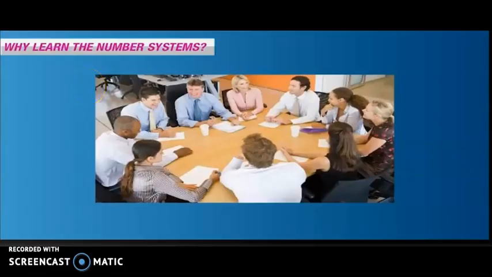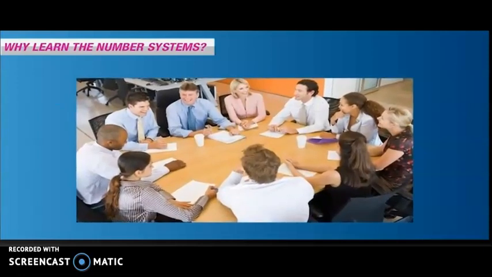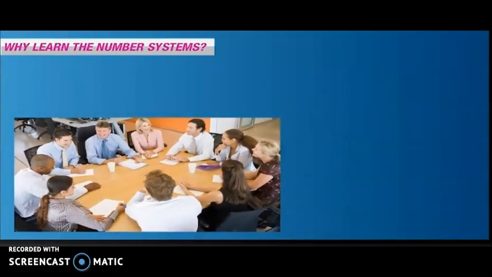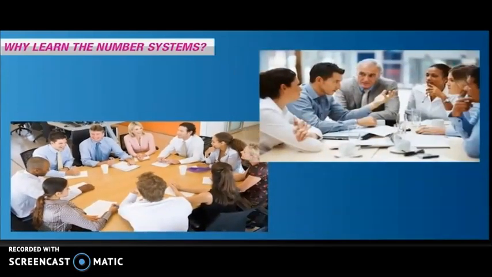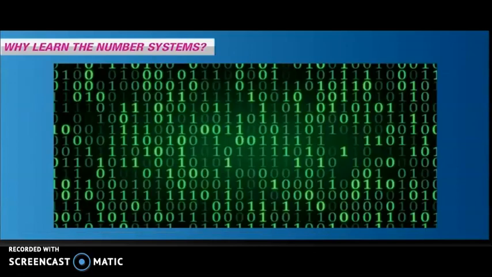So why do we want to learn the number system? Because without a number system, how will we understand whether the calculation done by the computer is correct or not? Yes or no? There are mainly 4 types I told you, right? Now first moving on to the first one. What is the first one? Definitely it's the decimal number. Yes, we have the decimal number system.